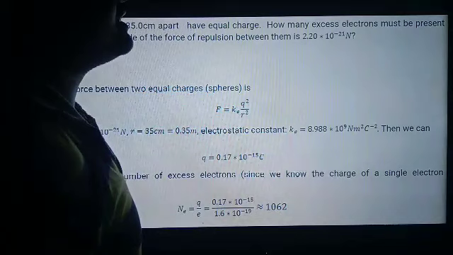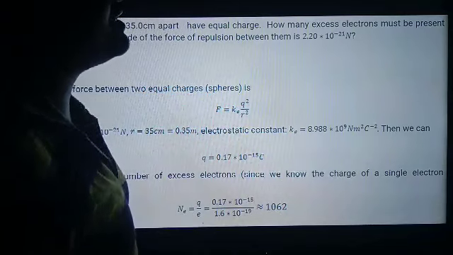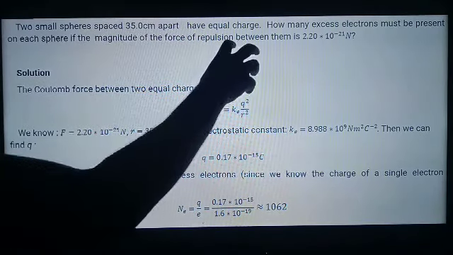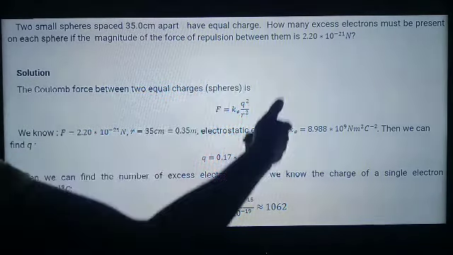Have equal charge. How many excess electrons must be present on each sphere? Means we have to calculate the number of electrons. If the magnitude of the force of repulsion between them is 2.20 × 10^-21 Newton, this is force F and this is r.